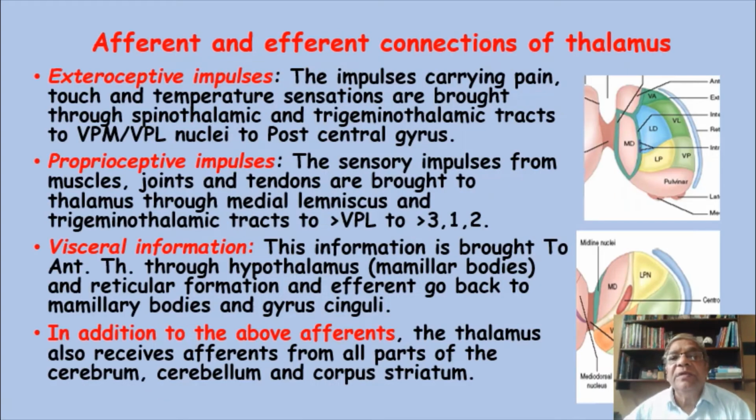Let's go to the next, and here we will see the afferent and efferent connections of the other sensations, which are coming to us. Let us come to the category of exteroceptive sensory impulses, which are coming from the external surface of the body, that is the skin. And which are these sensations? They are the sensations of pain, touch and temperature.